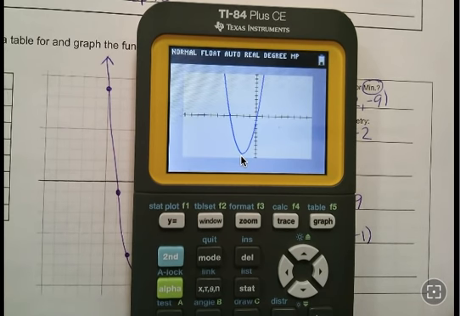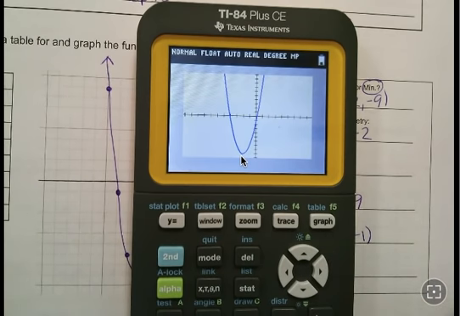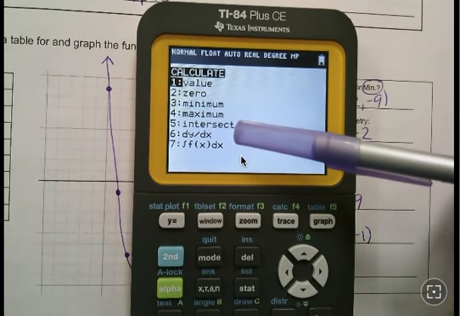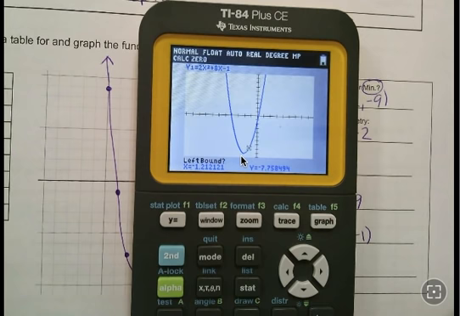And actually what we're going to do is we're going to use this button up here, this trace button, okay? If you hit second trace, and you have we've used intersect a lot, okay? We're going to talk about how to use the minimum and maximum a little bit later, but we've got this minimum and maximum here. But if you notice, there's this other option of 0, okay? X-intercepts are also called zeros, and so if we click that, okay, we can actually have our calculator find where this parabola crosses the x-axis, okay?